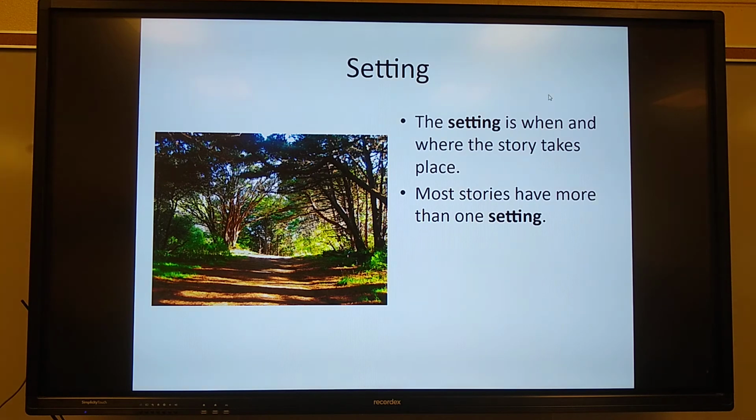The setting. The setting is when and where the story takes place. Most stories have more than one setting. But notice the setting is when and where the story takes place.